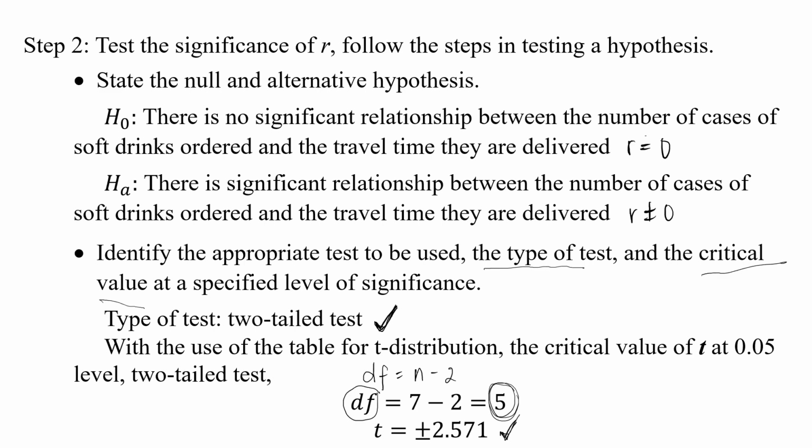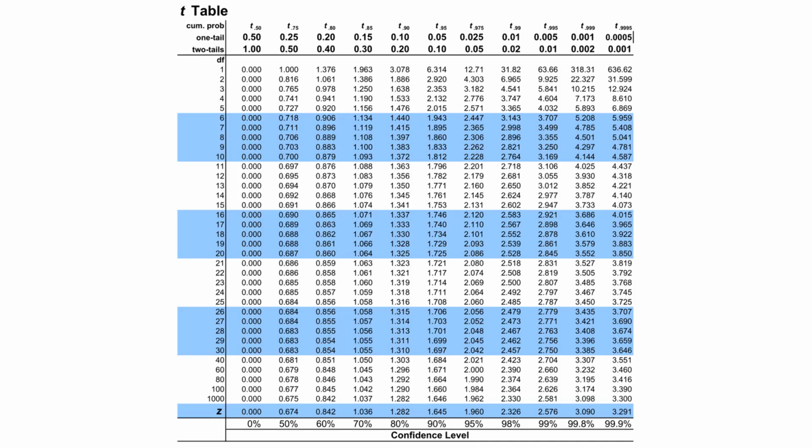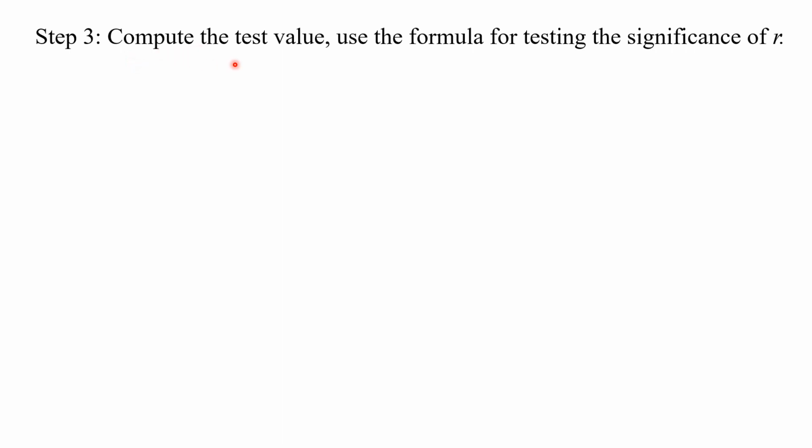So, nandito yung table. Okay, so two-tailed test tayo. So dito tayo titingin kay two-tailed. Then hanapin sa 0.05. Okay, so yun yung ating level of significance. Then yung degrees of freedom, dito tayo titingin. Okay. Yung DF natin is 5. Okay. So kung saan yung kanilang intersection, yun yung kukunin nating value or critical value. So that is 2.571. So kaya yung critical value natin is positive, negative 2.571.